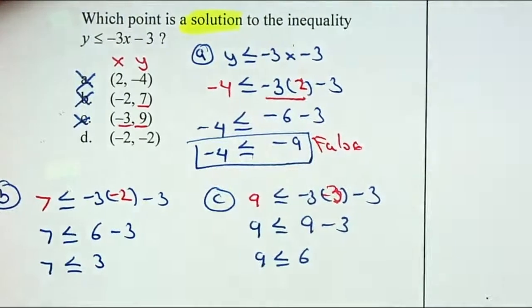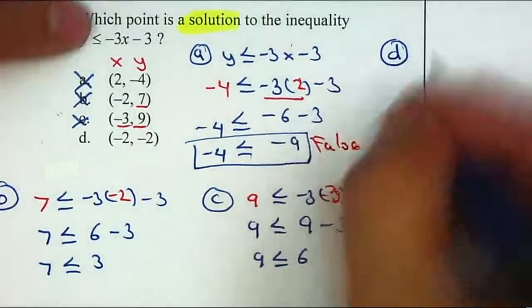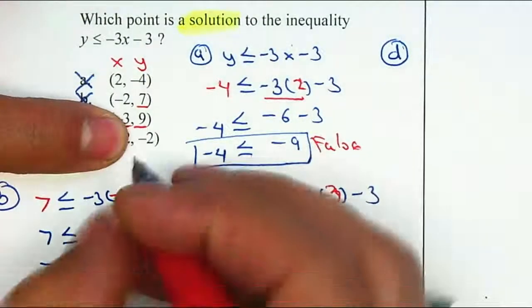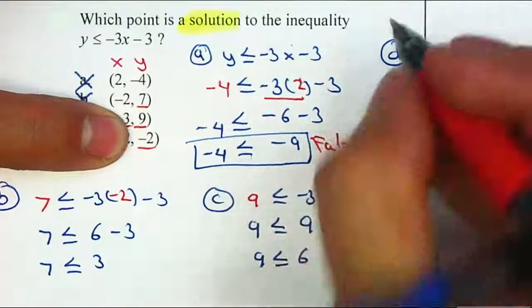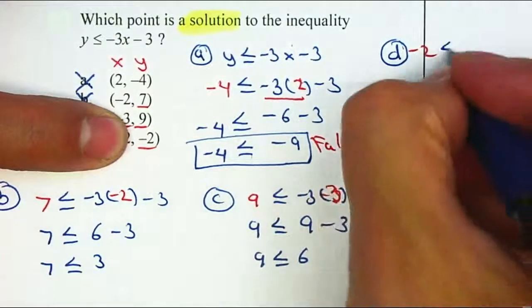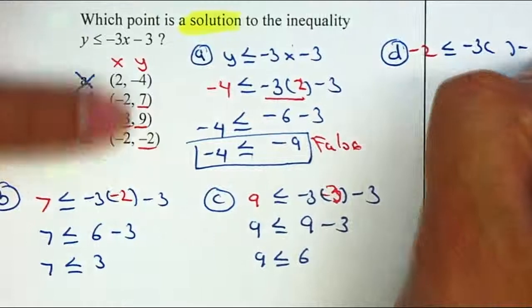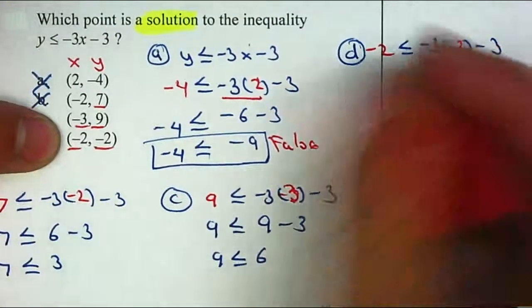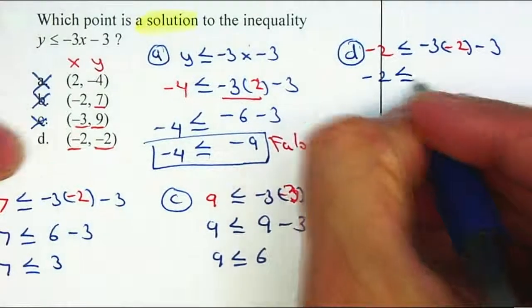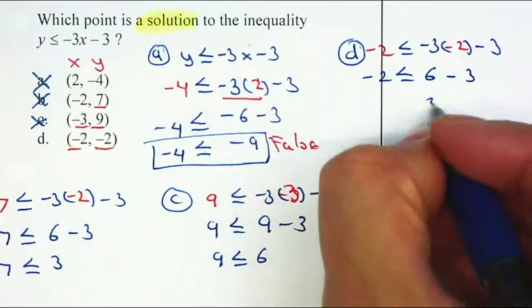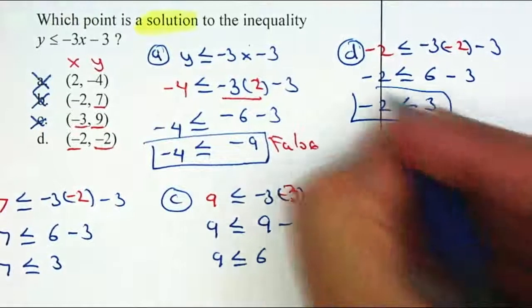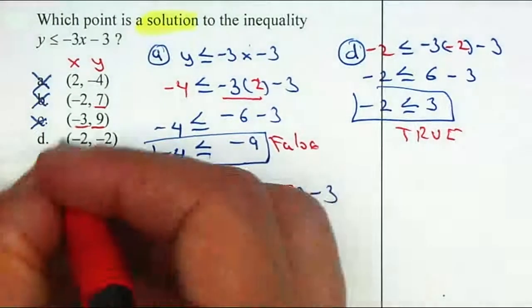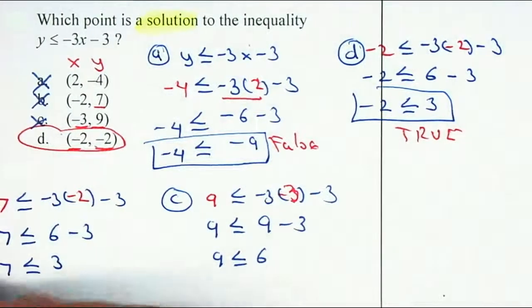Let's try letter D on the right hand side. We have negative 2 for the y. That is, negative 2 is less than or equal to negative 3x minus 3. Instead of the x, I'm going to plug in a negative 2 as well. I have negative 2 is less than or equal to 6 minus 3. That gives me 3. Is negative 2 less than or equal to 3? True. Therefore, your answer is letter D.